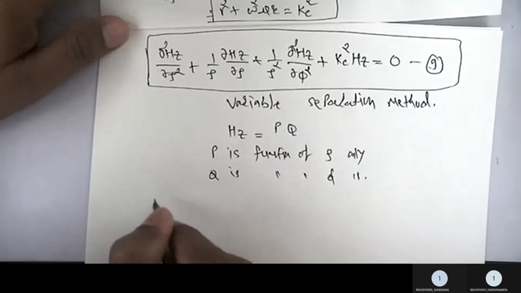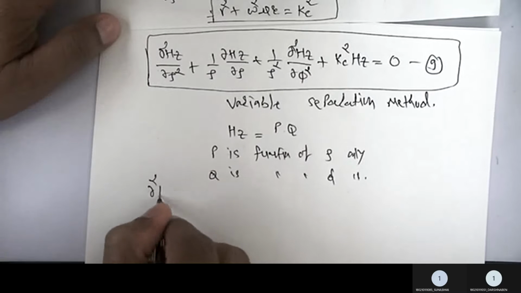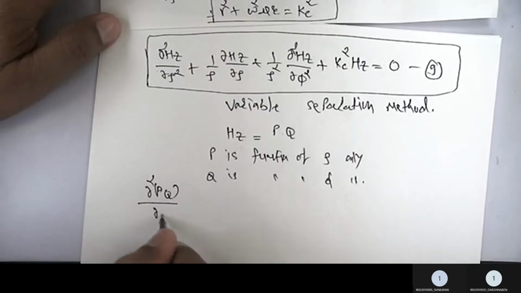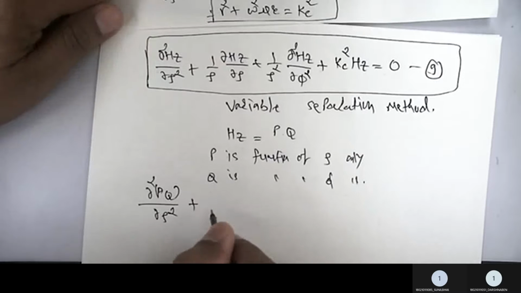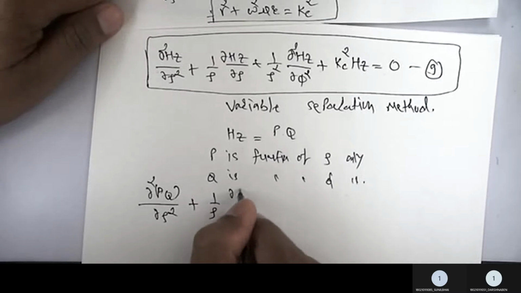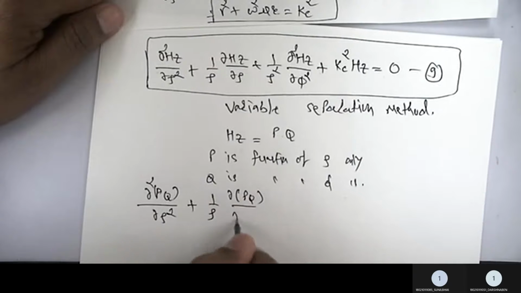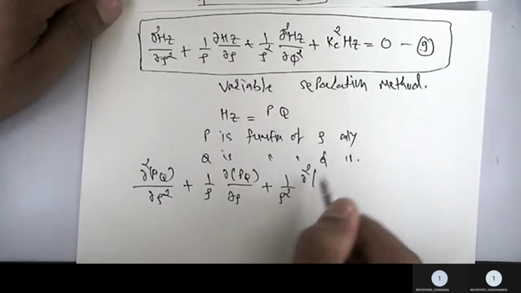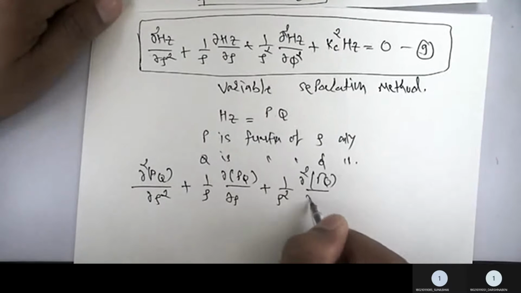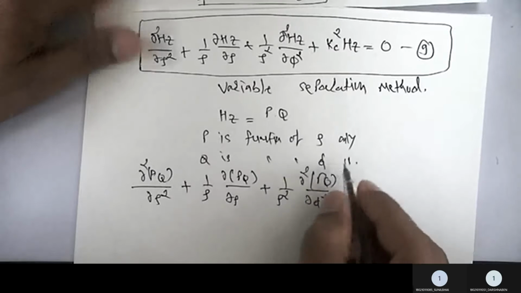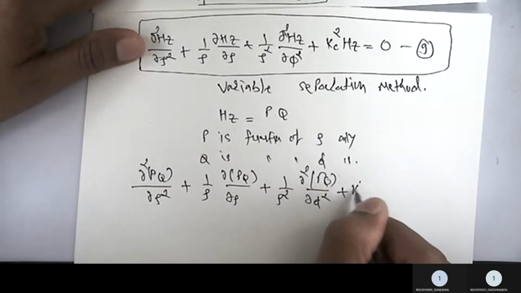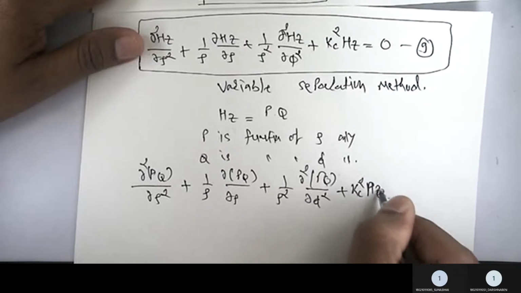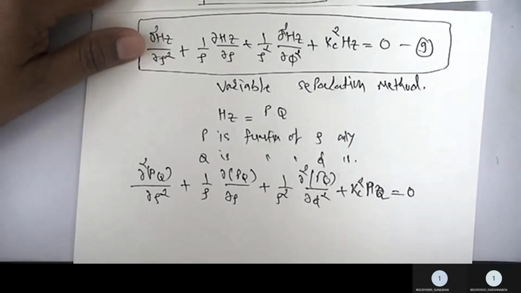Then I can write it in this way: del square pq by del rho square plus 1 over rho del pq by del rho plus 1 over rho square del square pq by del phi square is equal to k c square h of z, so pq, that is nothing but equal to 0.